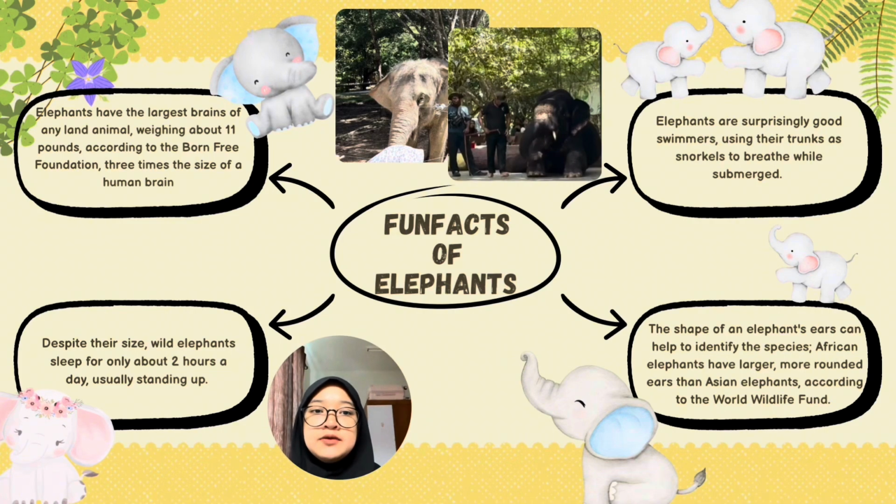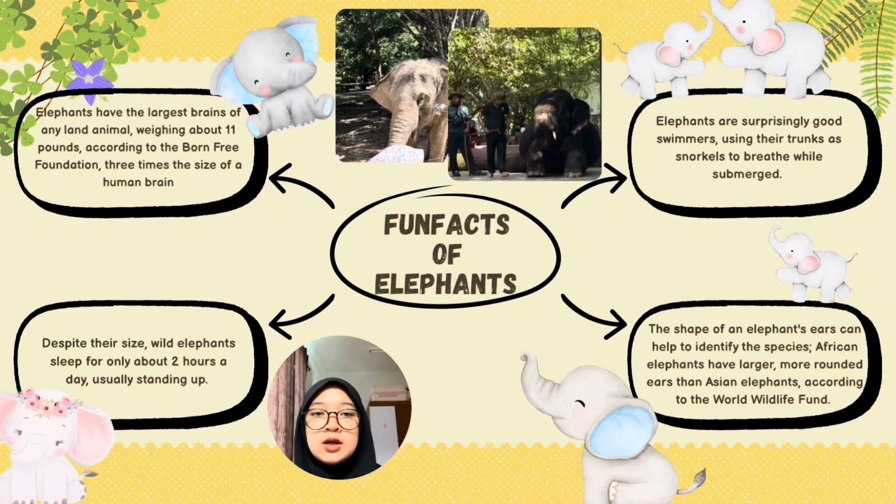Firstly, elephants have the largest brain of any land animal, weighing around 11 pounds, and it's about 3 times the size of a human brain. These large brains support their impressive memory, intelligence and complex social behavior, making them one of the smartest animals on earth.